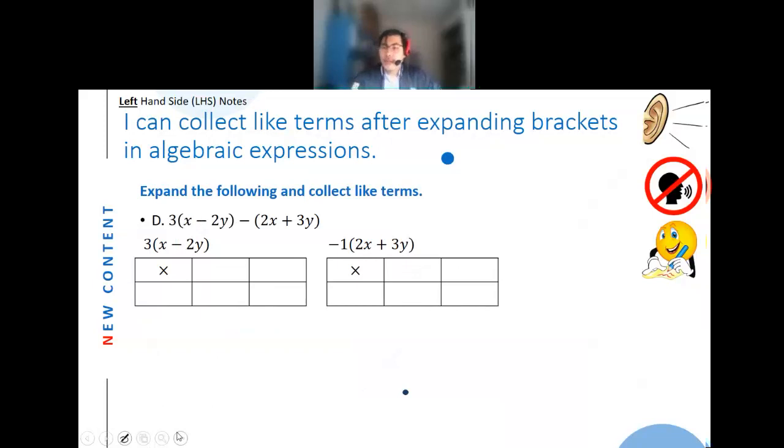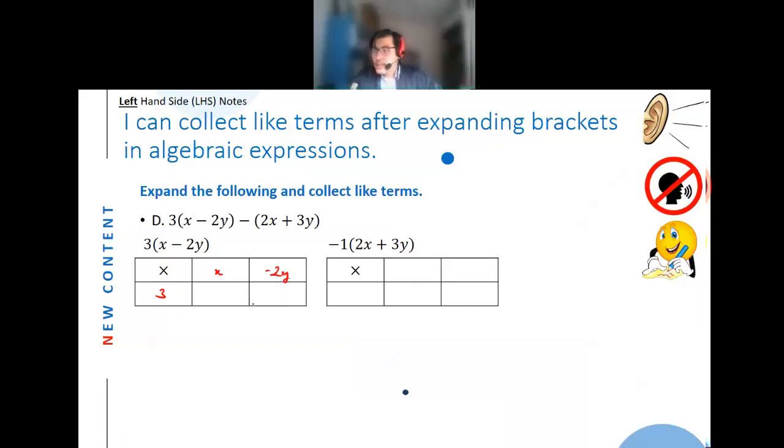Now let's try another question ourselves. All right. So here we've got 3 brackets, x minus 2y, close brackets, minus brackets, 2x plus 3y, close brackets. So first, we're going to separate these brackets. The first one we have is 3 brackets, x minus 2y. So the 3 that's on the outside, I'll put it in here. Then we've got the x minus 2y inside the brackets.